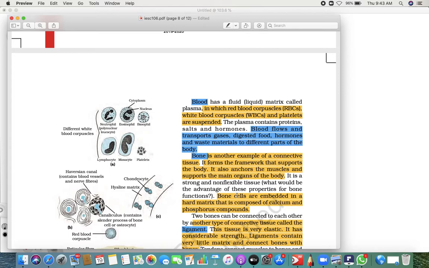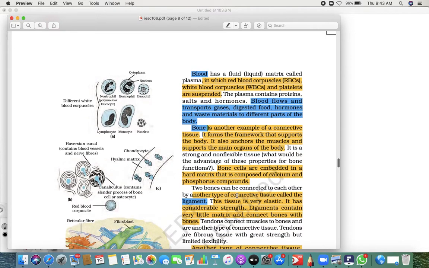So those are non-flexible and strong tissue with a hard matrix. Over there it has a loose matrix, here it has a hard matrix, and bone is made up of mainly calcium and phosphorus compounds. Another thing you can see between two bones is something which joins them.